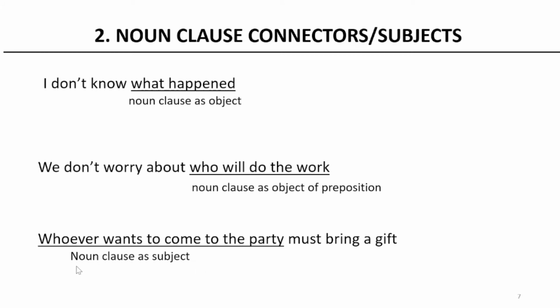Okay, so here the noun clause is the subject of the sentence. Whoever wants to come to the party, that's the subject of the sentence. Must bring is the verb of the sentence. And whoever is the connector of the noun clause as well as the subject of the noun clause, and wants is the verb. Okay? So that's the difference between noun clause connector subjects and noun clause connectors only.